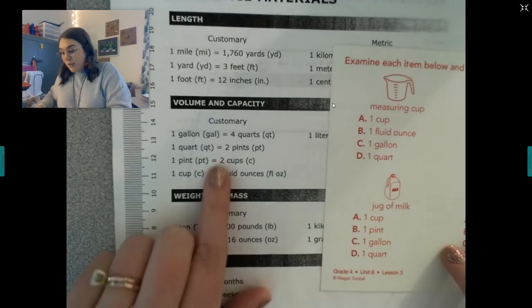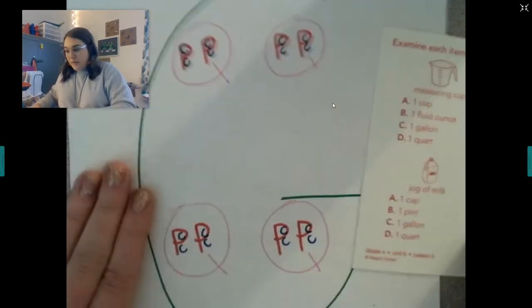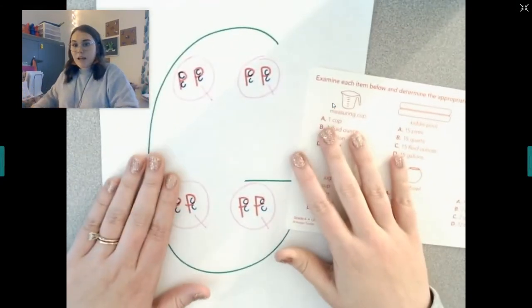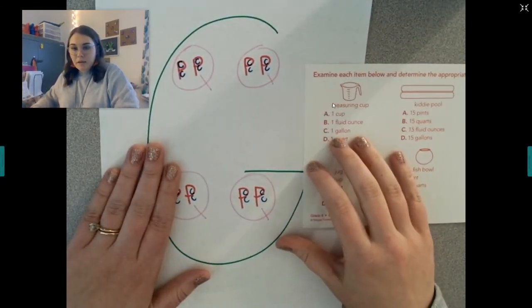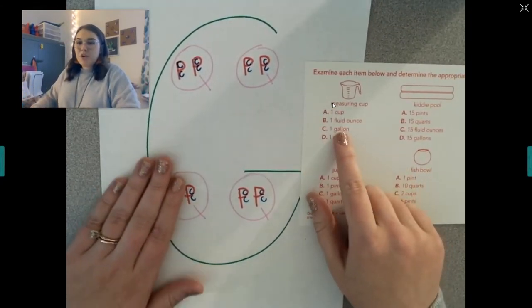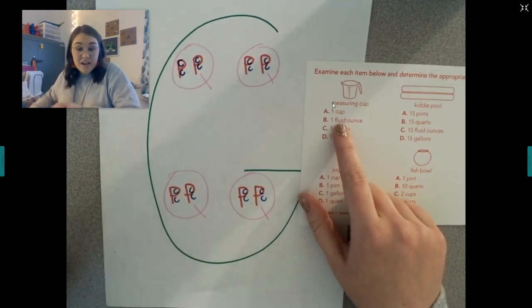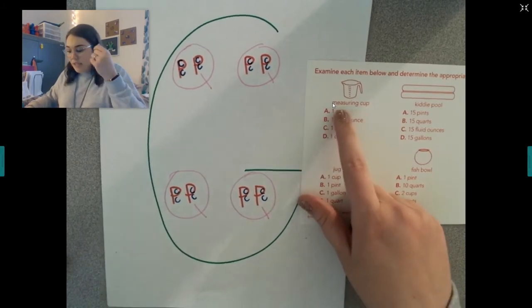Ooh. So remember, gallon is big G. Gallon is our big G. So a measuring cup is a little bit bigger than a cup, but it probably couldn't hold a gallon. It can hold more than a handful of pretzels, right? So we're thinking, is it a quart or is it a cup?